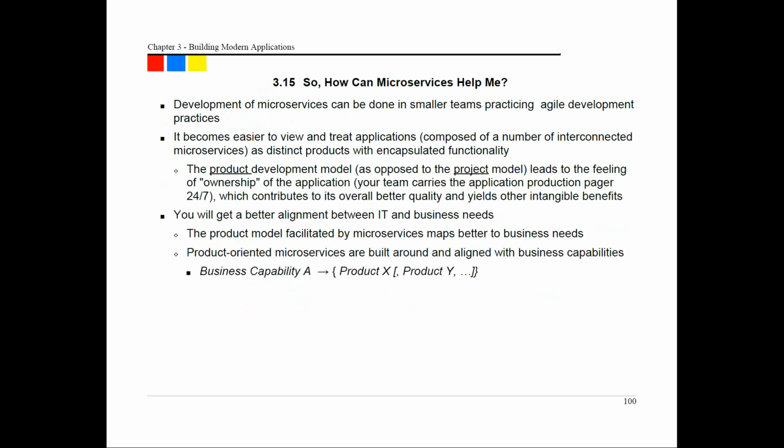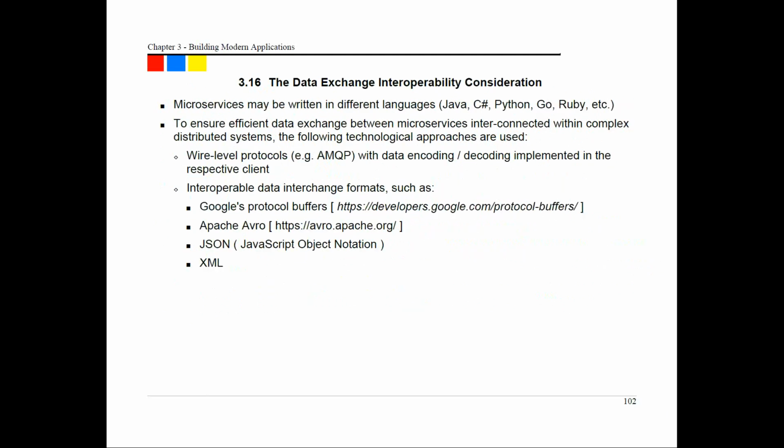And it's been argued that having a product that a team is responsible for over time leads to closer attachment with the product, or better ownership of the product, which then gives you better quality and other intangibles like unity of development vision. So you get better alignment between IT and business needs. And so product-oriented microservices are built around and aligned with business capabilities. So business capability is defined by the set of some product X and product Y, and so on.